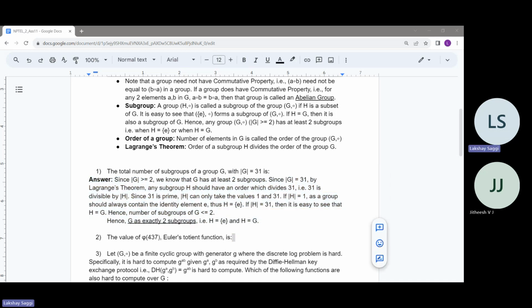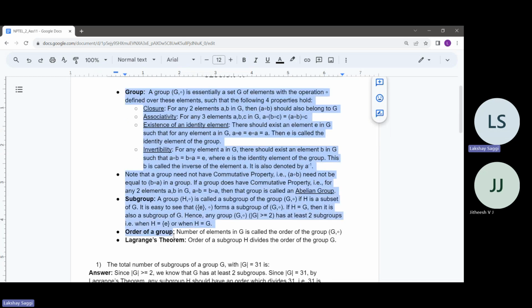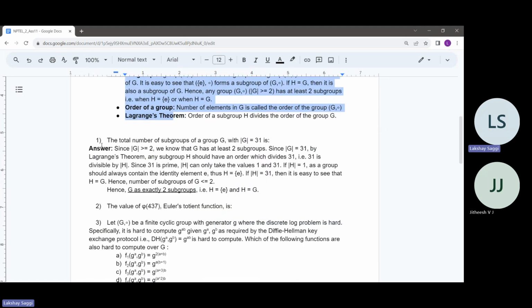Okay, so someone has joined the session. So hello Jitesh. I discussed some preliminaries, basically the definition of groups and subgroups and order of a group and Lagrange theorem. And then I was just discussing the first question now. The first question is the total number of subgroups of G if the number of elements in G is 31.